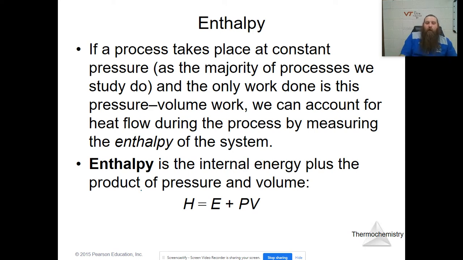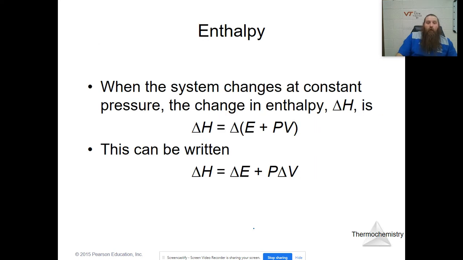So what's enthalpy? Enthalpy is H, and it is the energy, that same E from a minute ago, plus pressure times volume. If the system changes at constant pressure, then the change in enthalpy, delta H, is equal to the change in the energy plus P delta V. And so we can write that if we distribute it through this formula right here. Make sure you know that formula.